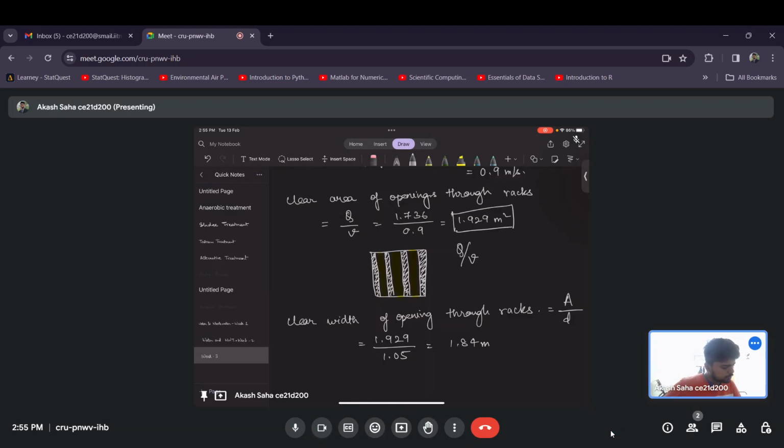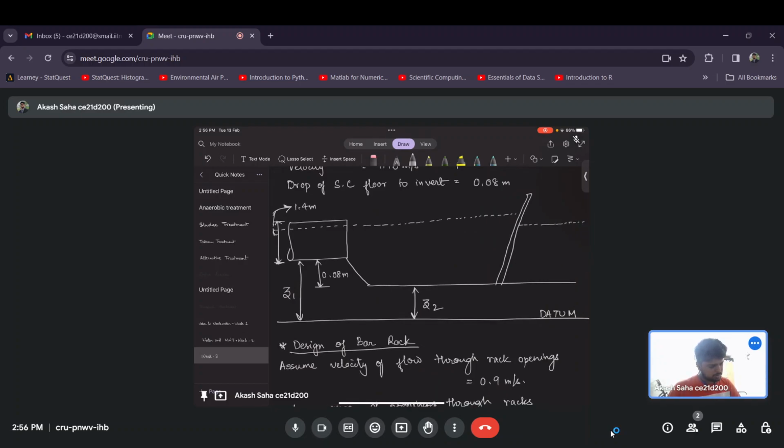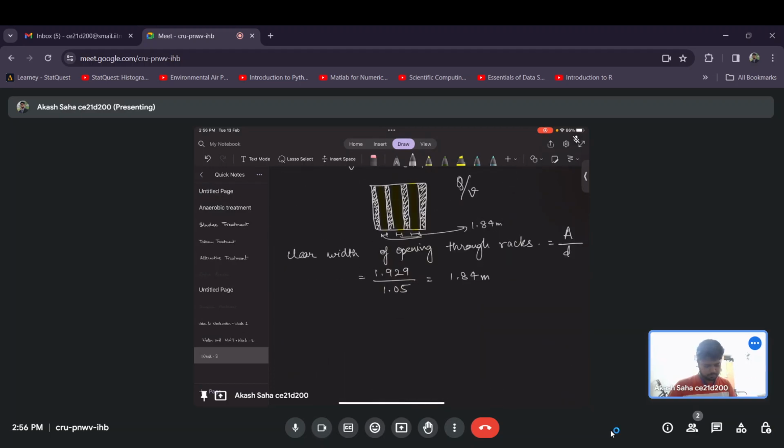Now this width plus this width plus this width, all the widths together, will be equal to 1.84 meters. We don't know the number of bars. We have to find out the number of bars and the number of clear spacings. But the total clear width is 1.84 in total, not one. However many openings there are, together they will equal 1.84. This is my depth of flow, as shown here.